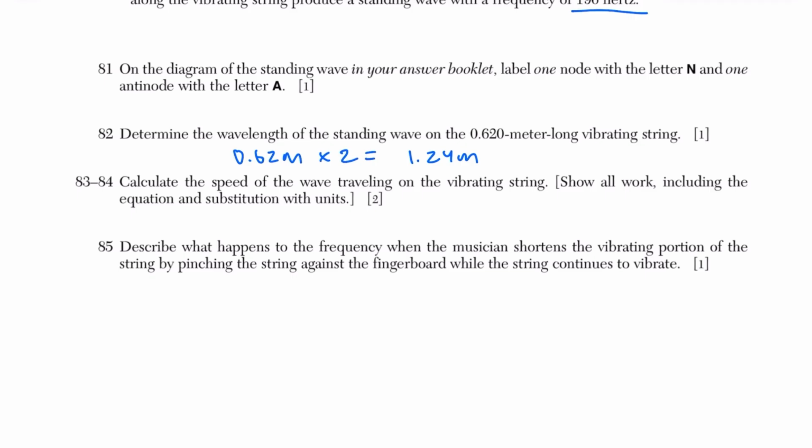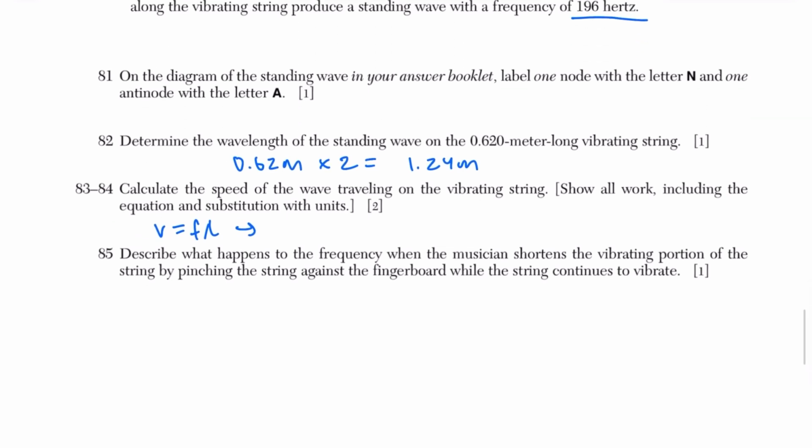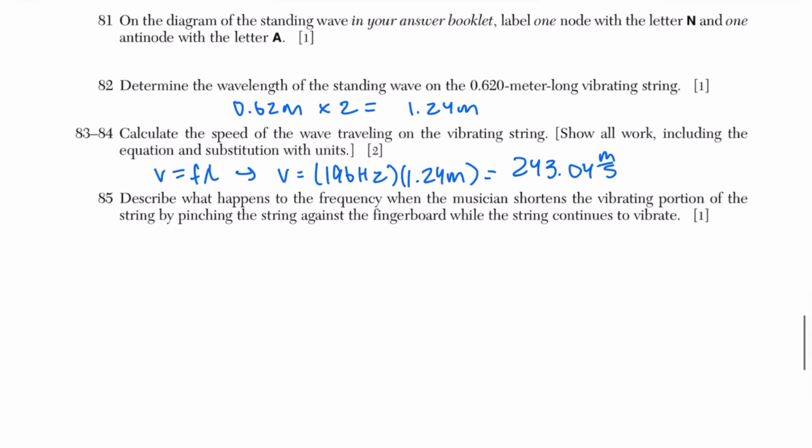Okay, next part. So calculate the speed of the wave traveling on the vibrating string. So it's asking for speed, so we just have to use the formula velocity equals frequency times lambda, because it tells us frequency right here, 196 hertz, and we just solved for lambda, which is wavelength. So velocity equals 196 hertz times 1.24 meters, and that equals 243.04 meters per second.